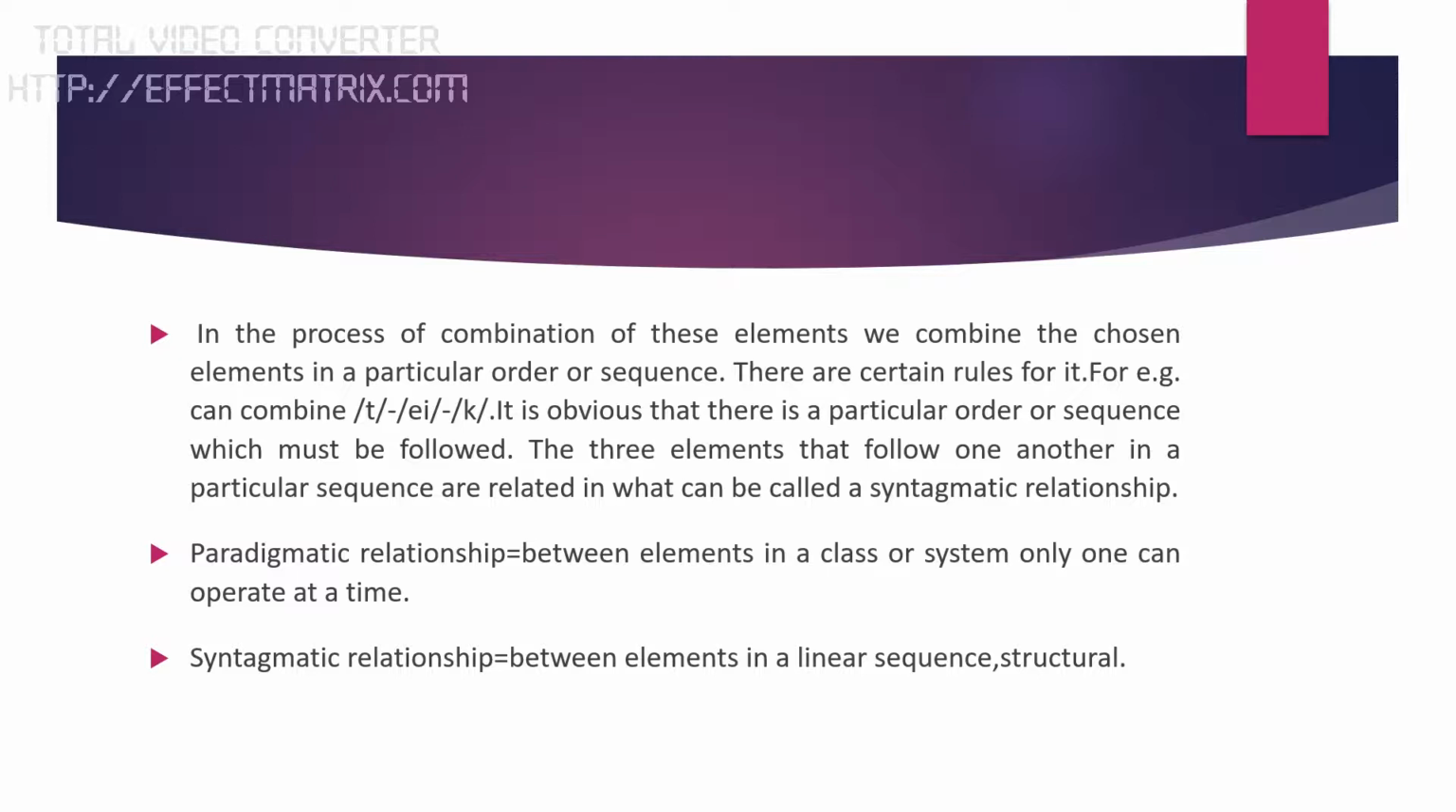For example, in the paradigmatic relationship, T can be replaced by B, or A can be replaced by U sound, and K can be replaced by T. Each can be replaced by another element from within the same system and class. So we cannot put a consonant in place of the vowel, but we can replace one vowel by another. In the syntagmatic relationship, the elements have to be combined in the proper sequence, and we cannot violate the sequential order.